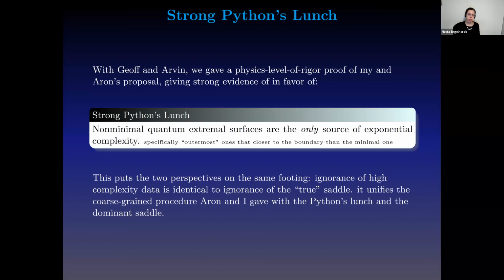But sorry, Netta, what do you mean, the only sources? Are you going to explain that? Do you mean if it turned out that there's only one quantum extremal surface, so it's by definition the minimal one, then the reconstruction is simple? Then reconstruction is simple. Okay. That's right. Basically, anytime you have exponential complexity, there's a non-minimal quantum extremal surface that appears somewhere in your space-time, and there are some in the quantum case, and I'll get to that. There are some obvious counterexamples, but fortunately they're not actual counterexamples.